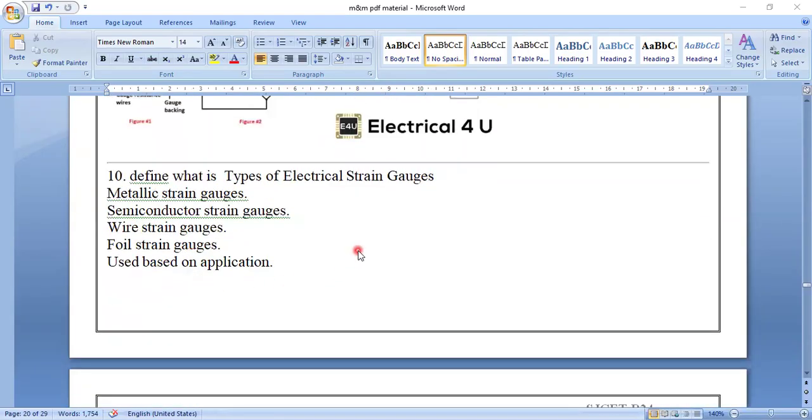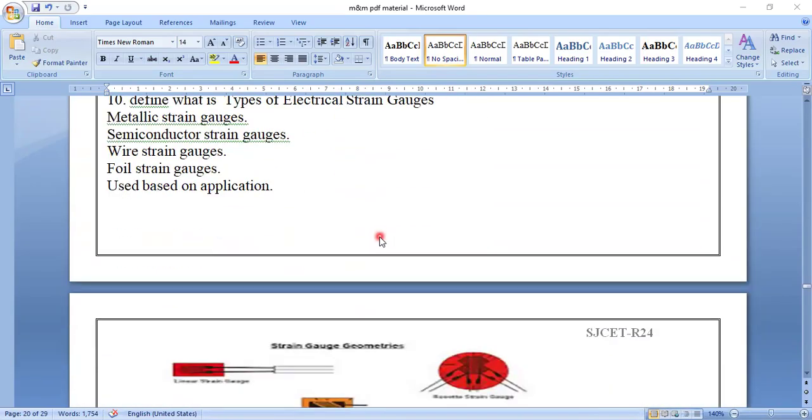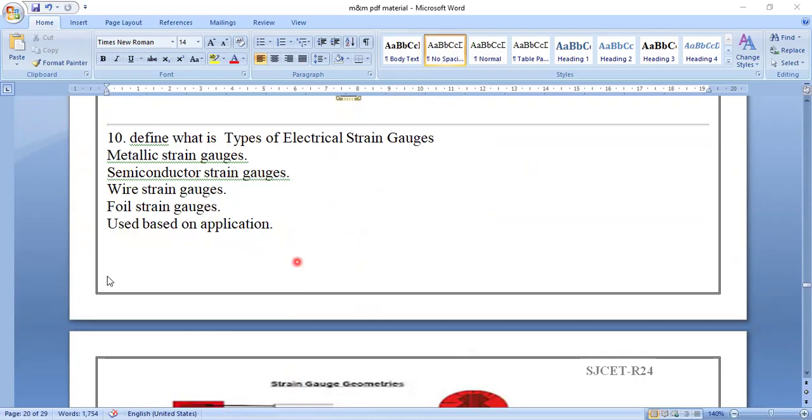Define what are the types of electrical strain gauges. The strain gauge means this is the basic structure of a strain gauge. This is the way to connect, and this is the half bridge and full bridge I have told you. Remember that total. Anywhere you can use it, strain gauges. So we are having so many types of strain gauges. Metallic strain gauges, which are made up of metals, not breakable, used multiple times. Semiconductor strain gauges, semiconductors you can use. Wire strain gauges, foil strain gauges, based on the application. Whatever the requirement, you can use it.